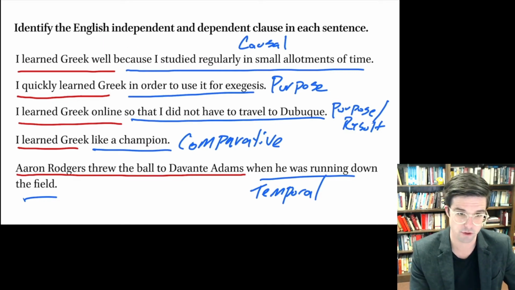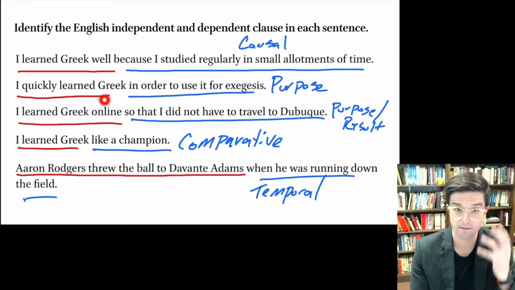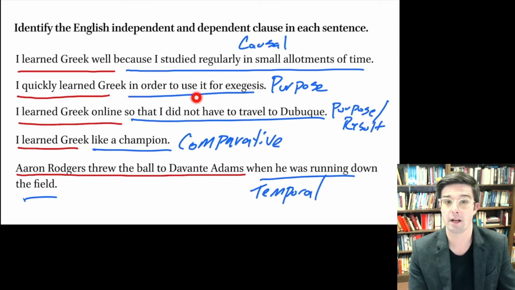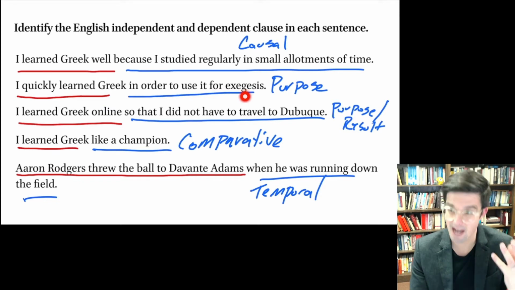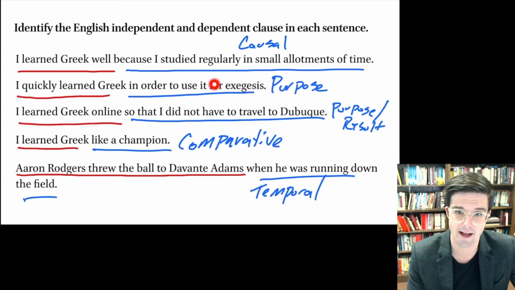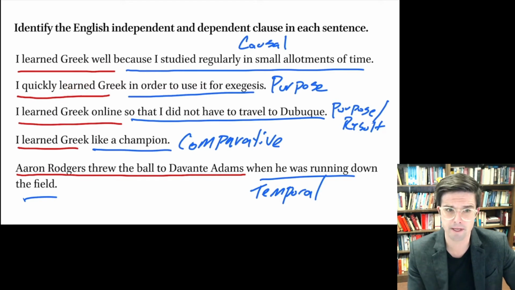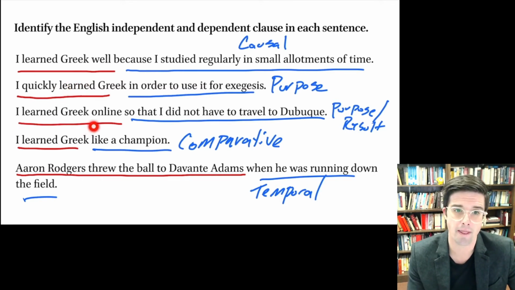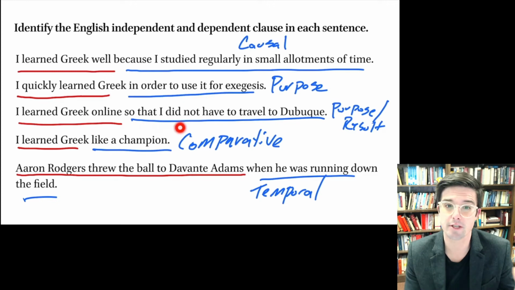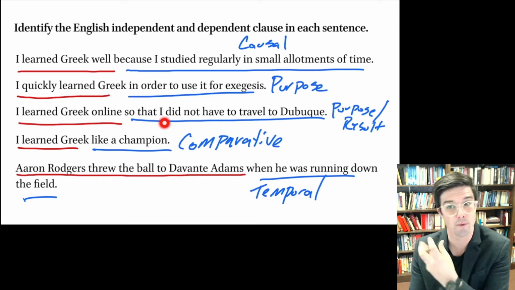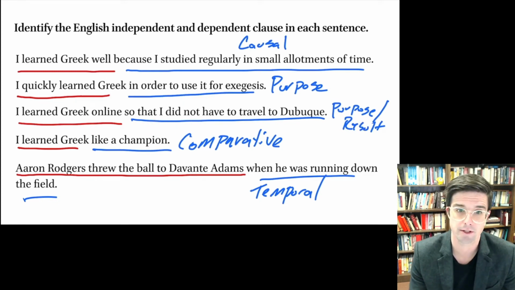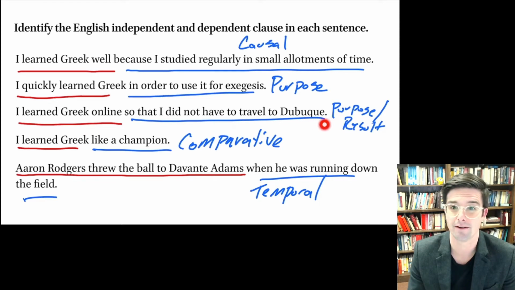The same thing is going to be true here. "I quickly learned Greek." That can be a sentence in itself. "In order to use it for exegesis" cannot be a sentence in itself. This purpose clause needs this over here to complete its meaning. "I learned Greek online," complete sentence. "So that," or "with the result that," or "with the purpose that," so a purpose or result clause over here: "I did not have to travel to Dubuque."